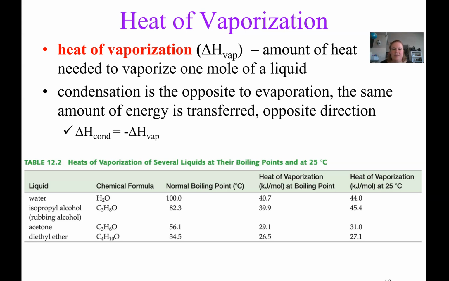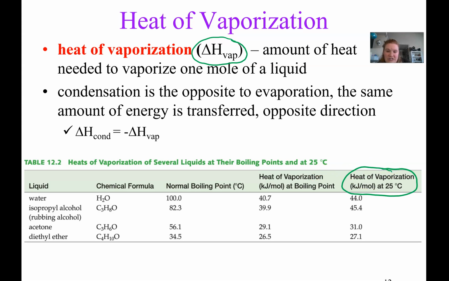So here's the number side of it. The heat of vaporization, so we abbreviate it with our symbol here, delta H of vaporization. Remember, H stands for enthalpy, which is our energy in the form of heat. This value is the amount of heat needed to vaporize 1 mole of liquid. And down here we can see heat of vaporization. Notice the units are in kilojoules per mole.